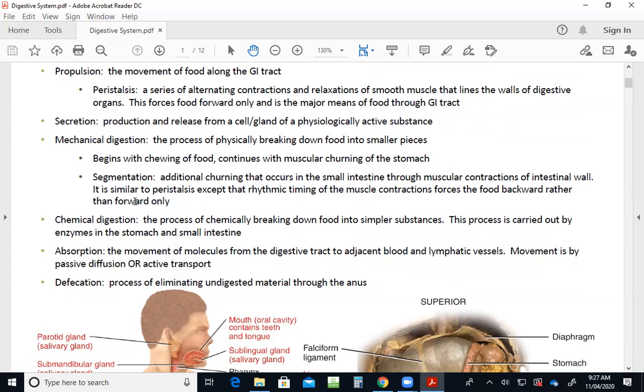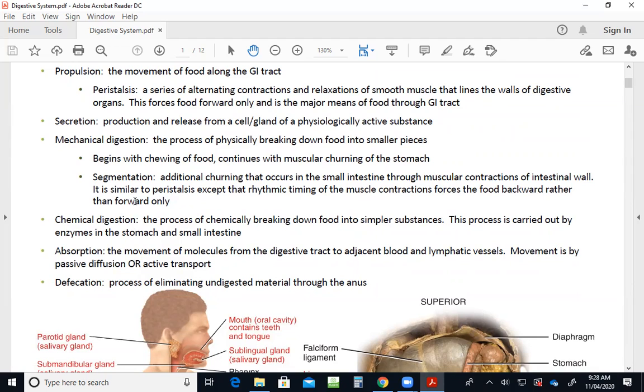Okay, secretion is the next thing I want to talk about: the production and release from a cell or gland of a physiologically active substance. This is what we do with saliva in our mouth, and that continues all the way through the rest of the tract with different chemicals.